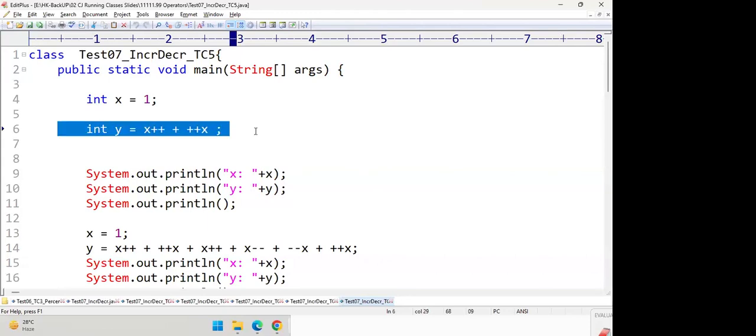Write down this case. Draw the memory and tell the output. You should not speak as you like. int x equal to 1. Give the line gaps like this. Whatever gaps I gave, give the same gaps so that you can write the execution flow steps.